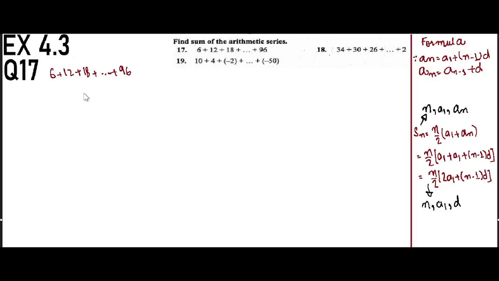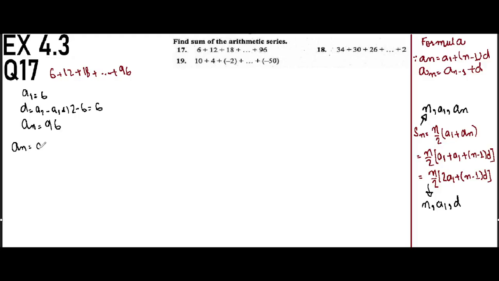Okay. Now, in the given question, we know the value of a1, which is equals to 6. We know the value of d, which is equals to a2 minus a1, which is equals to 12 minus 6. It is equals to 6. And we also know the value of the last term, which is an, and it is equals to 96. So we have a1, d, and an. Nowhere is this combination, so we have to find the value of n because we need n in both of these formulas. Okay, so let's find n.